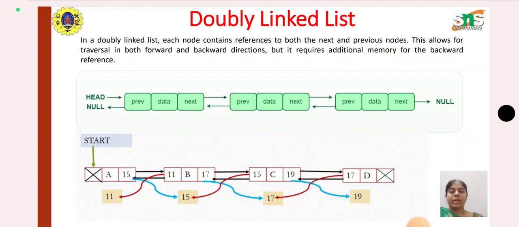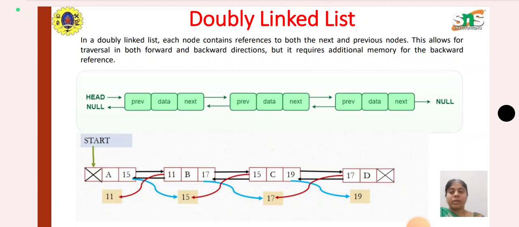A's address is 11, B's address is 15, C's address is 17 and D's address is 19. A's next pointer holds B's address, B's next pointer holds C's address, that is 17, and C's next pointer holds D's address, that is 19. So this is the filling of the next pointers.